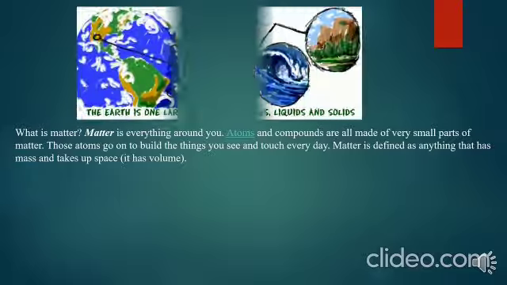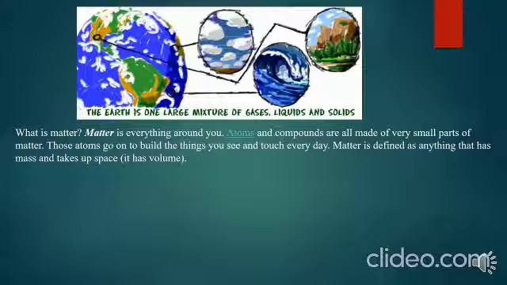So, what is matter? All the things that you see around are called matter. Not only around us, the earth itself is made up of three types of matter. As you can see, earth is a mixture of solids, liquids and gas. What is this matter made up of? Yes, it is made up of atoms and compounds.